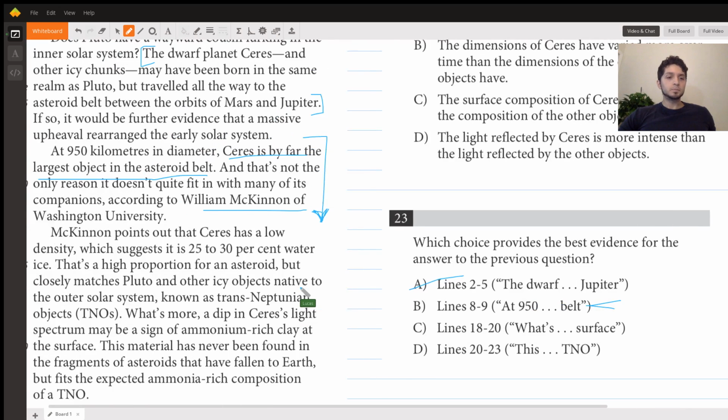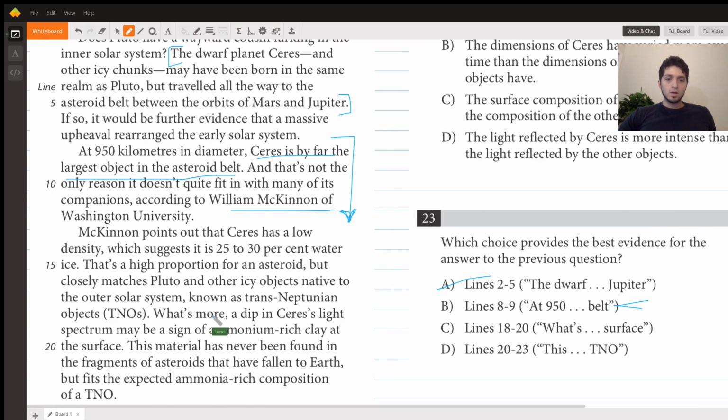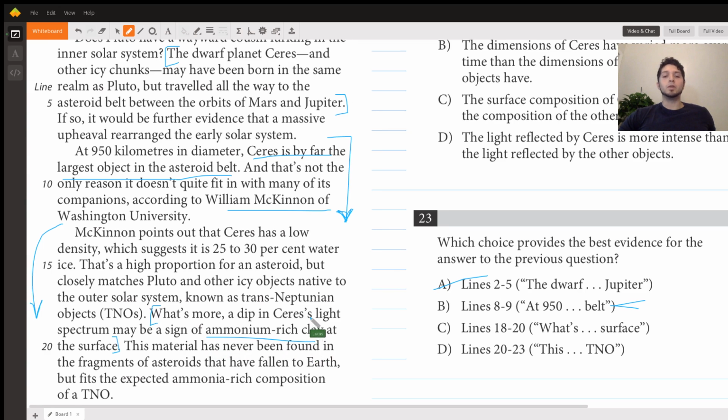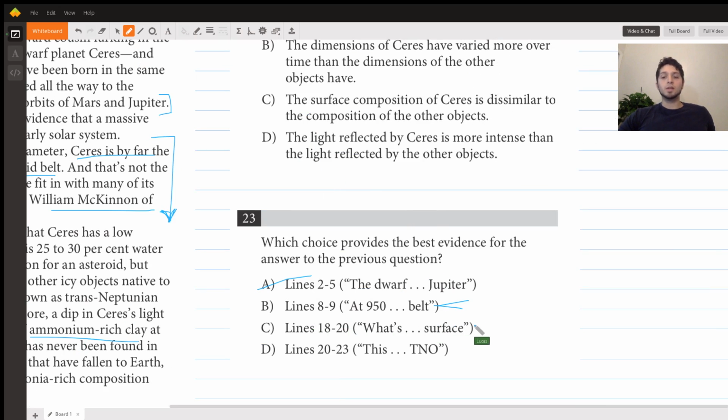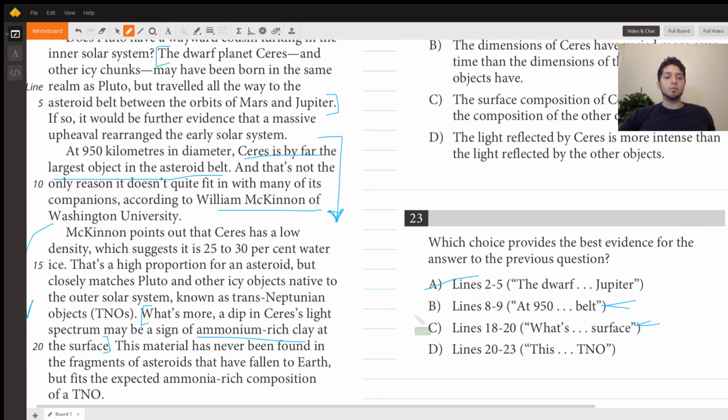Then we have C, which is lines 18 through 20: What's more, a dip in Ceres' light spectrum may be a sign of ammonium-rich clay at the surface. This is kind of interesting. We want to read it in context here. This whole paragraph is about the differences between Ceres and other objects in the asteroid belt, and this seems to be one other indication of it. So I think it could be plausible. It's telling us we have ammonium-rich clay, which I'm going to assume is something that's different. So maybe it's plausible. Then we get D, lines 20 through 23, which I'm going to notice come right after.